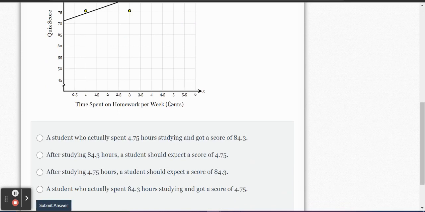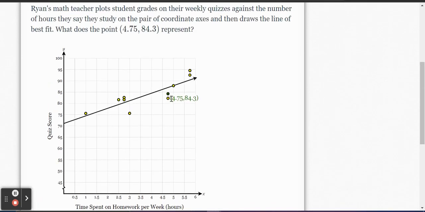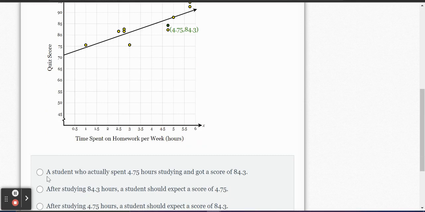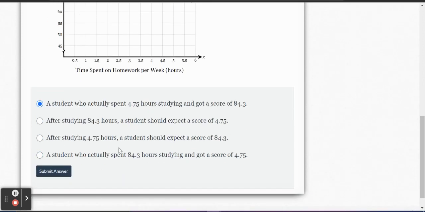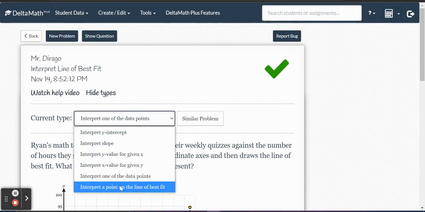So again, we like the word actual when we're talking about the data points. We're not expecting anything because we're not even talking about the line of best fit. It's an actual data point. So a student actually spent 4.75 hours studying and got a score of 84.3. That's one data point. It's not expecting, and it's not 84.3 hours studying and got a score of 4.75. That would feel bad for that student. So it's that one. And use your common sense too, like I just did.